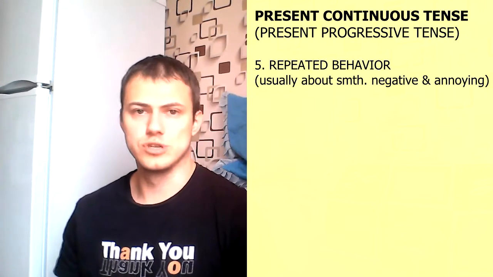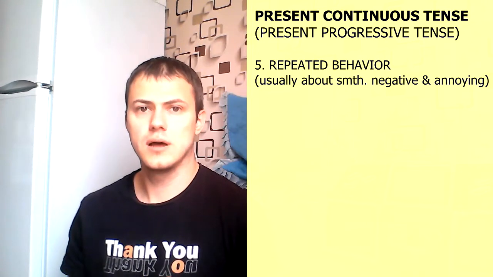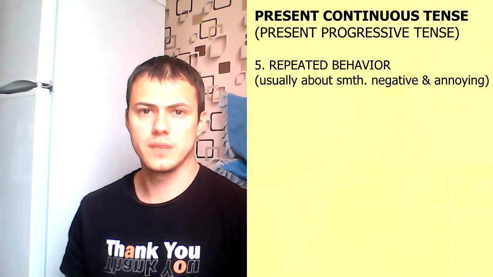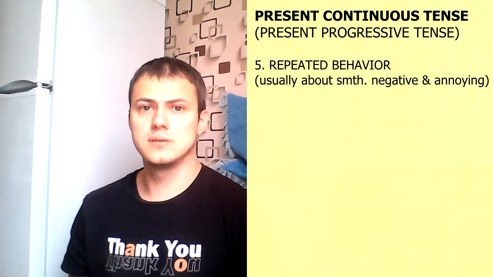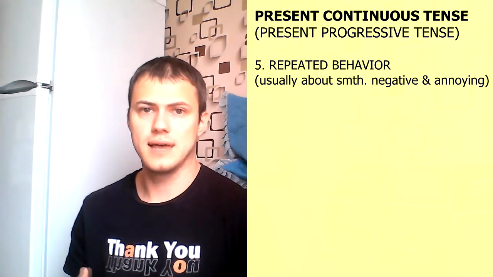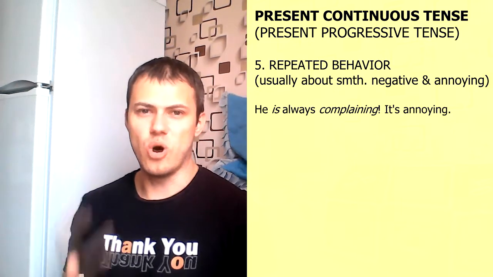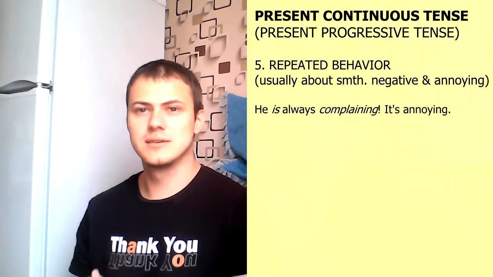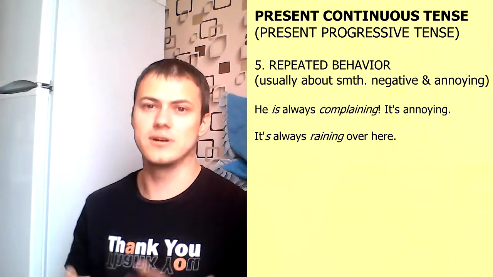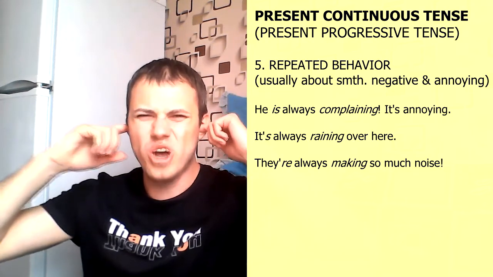The fifth usage of the present continuous tense is the situation when we are talking about repeated behavior. And usually, this is the situation in which somebody's behavior is annoying us. For example, he is always complaining. It's annoying. It's always raining over here. They're always making so much noise.